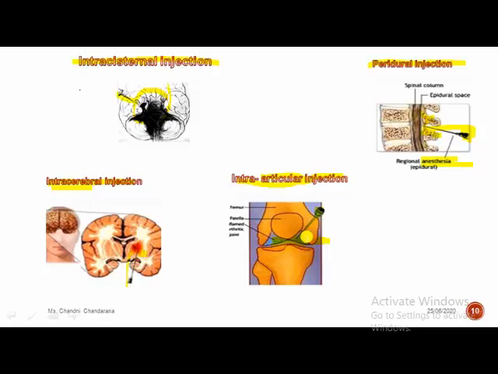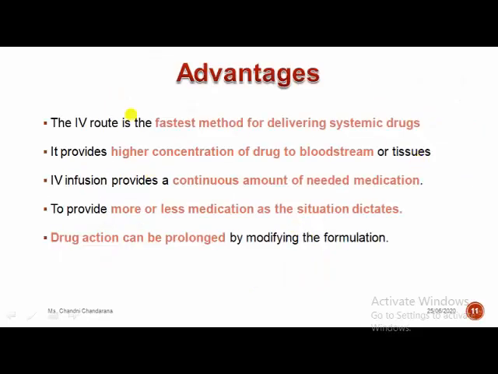Now, the routes of administration are very clear. It has many routes, which we have already seen. So, this kind of preparation is a most advantageous preparation. Now, we will see the advantages of parenteral preparations. So, obviously, the IV route is the fastest method for delivering systemic drug. Right? It provides a higher concentration of drug to the bloodstream, or tissues. Because of the IV route, we can give IV infusions also. Right? So, we can decide the concentration.